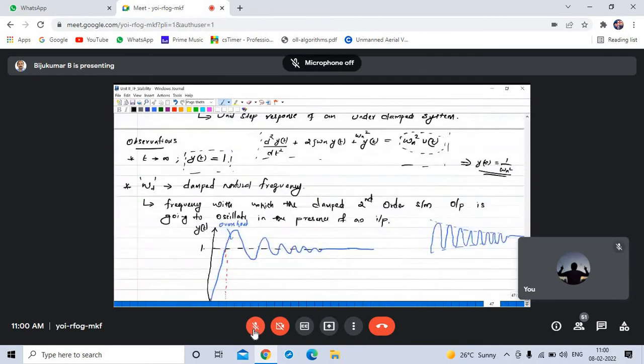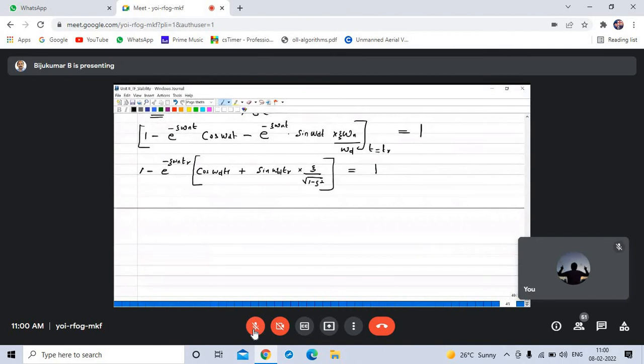So 1 and 1 got cancelled. So we will get e power minus zeta omega n tr cos omega d tr plus zeta divided by root of 1 minus zeta square sine omega d tr is equal to 0.